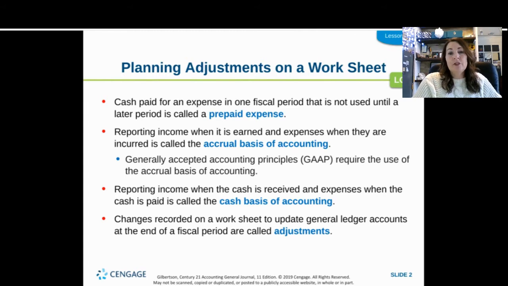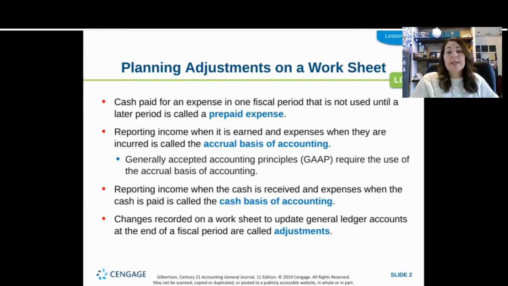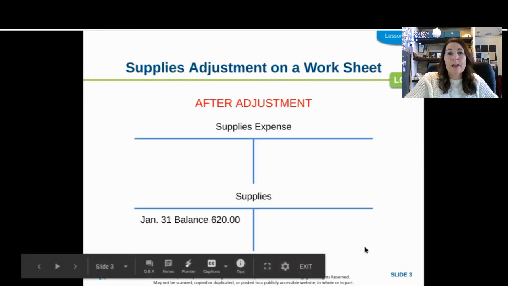Reporting income when cash is received and expenses when the cash is paid is called cash basis accounting. This is something a lot of small businesses, including mine, use. Whenever I write a check, that's when my expense is counted, whether I buy an entire truckload of pencils today and don't use them for the next 3 years. Changes recorded on a worksheet to update the general ledger accounts at the end of the fiscal period are called adjustments. That's what we're going to be doing now.